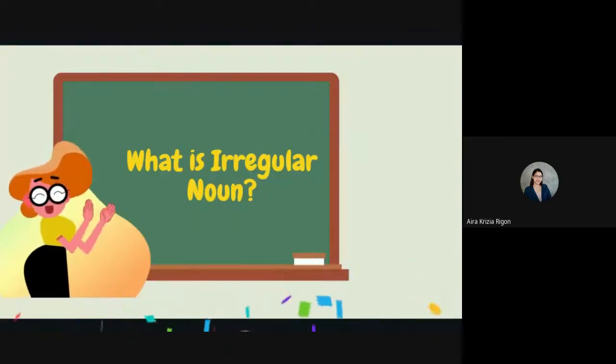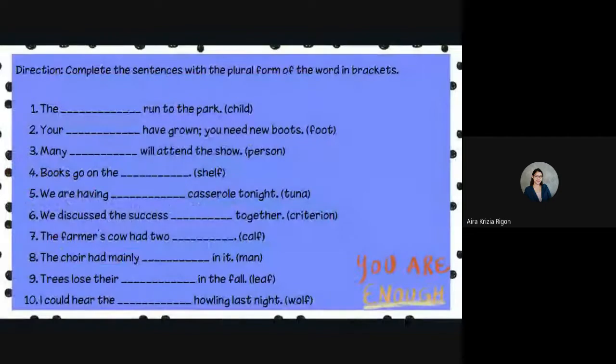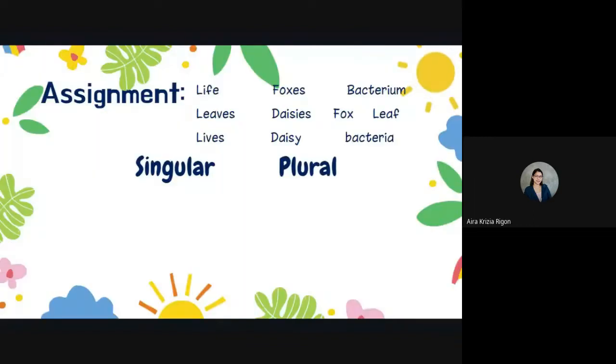So again, what is irregular nouns? Yes, irregular nouns is a noun that becomes plural by changing its spelling in other ways than adding an S or ES. And for your last activity, complete the sentences with plural form of words in bracket. Are you done, class? Okay, and for your assignment, copy this to your notebook, and when you are done, pass your notebook and I will check the activity that we done before we proceed in this assignment.